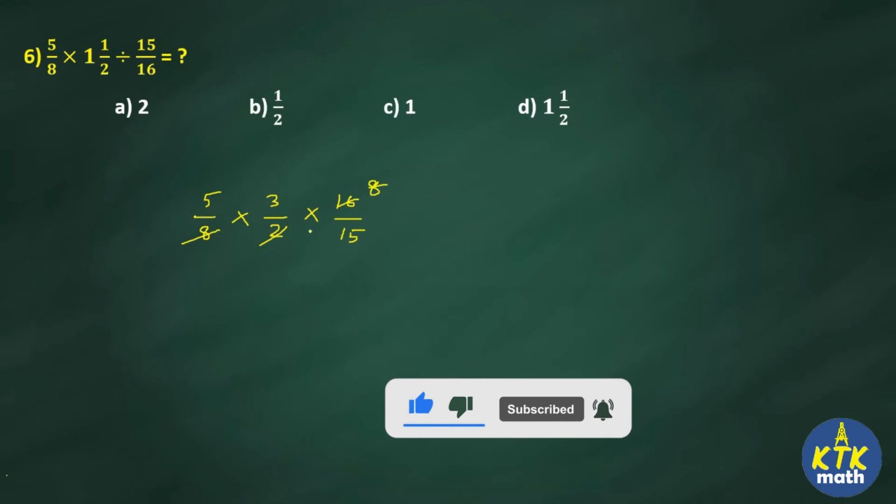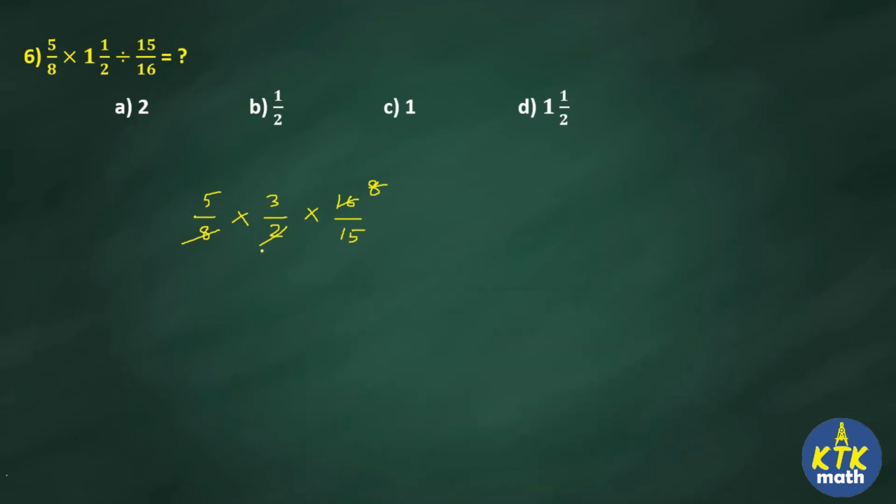Make sure that when you are cancelling, one number should be in the denominator, another number should be in the numerator. Okay. Now again this 3 I can cancel with the 15, right? So what will happen? 5 times. Again this 5 and 5 also get cancelled. So all the numbers got cancelled. So your answer is 1. So question number 6, your answer is option C, 1.